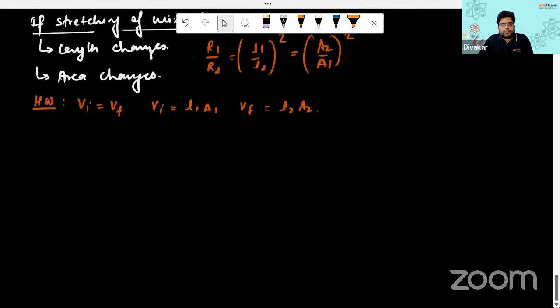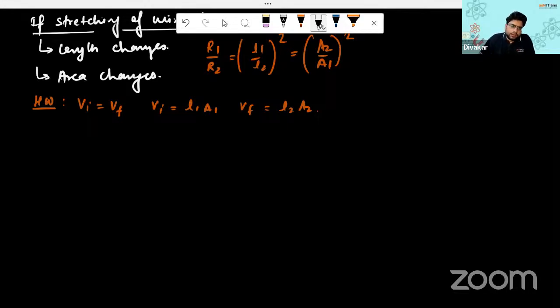So now we understood three very important components: what is potential, what is current, what is resistance, what are the factors on which current depends, and what are the factors on which resistance depends, and what kind of questions can be asked. Now, if I combine these in a proper format, that is what you call a circuit.